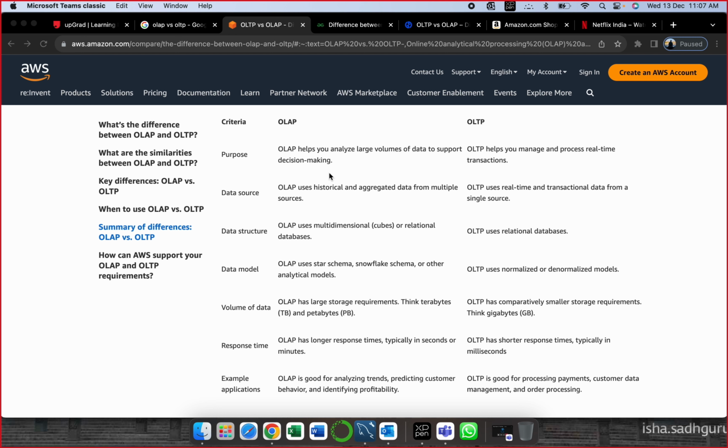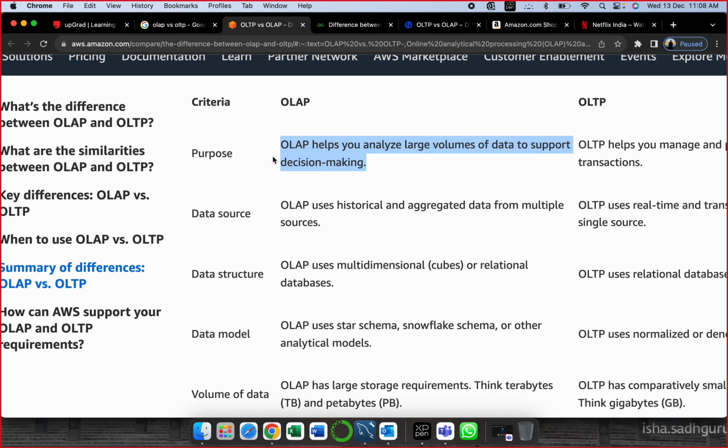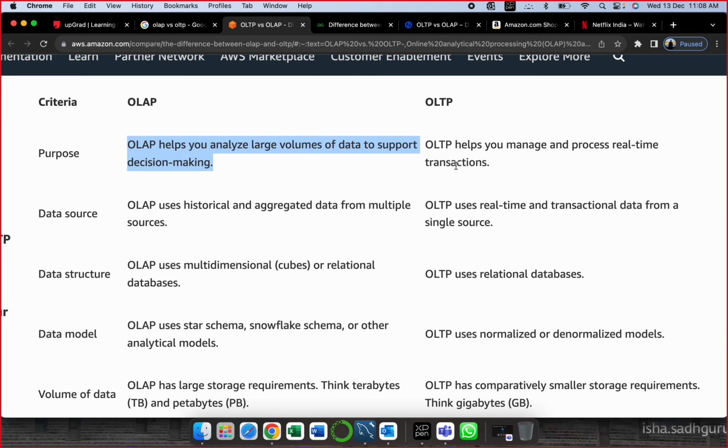Whenever you are making certain decisions, like you have to calculate the profit in a particular quarter, or you have to find out what the population count for male and female is in a particular state, in a particular country. Let's say you want to make a sales decision. Whenever you analyze your data for taking some decision in future, for any decision making task, it becomes OLAP. It is an online analytical processing system. Now, OLTP helps you to manage and process real-time transactions.